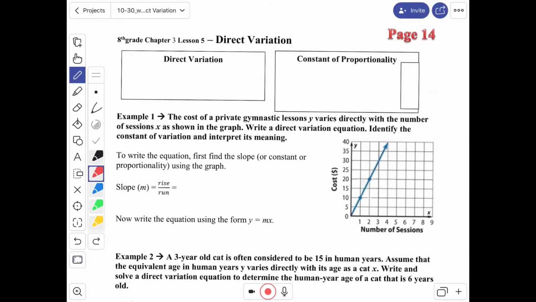Today we're talking about 8th grade, Chapter 3, Lesson 5, Direct Variation. A direct variation is a linear relationship in which the ratio of y to x is a constant, which we use m to represent. So the formula is usually y equals m times x. So y equals some number times x. M is the constant of proportionality. It looks like a proportion.